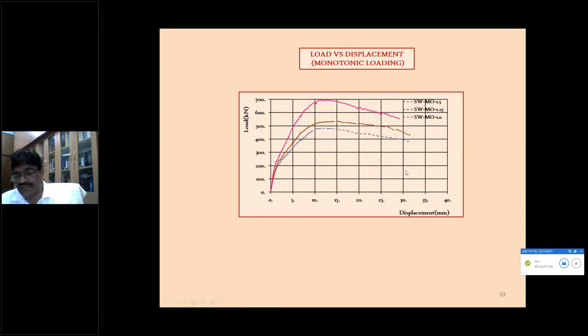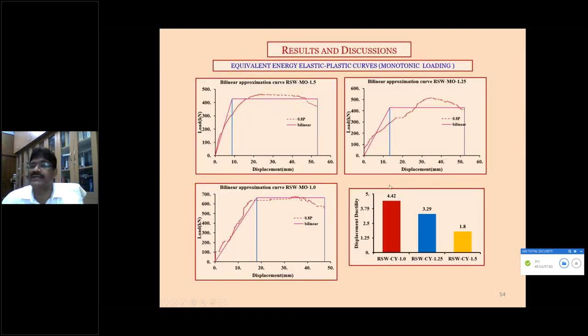That is needed for us to calculate the energy absorbed and also the activity. So for different walls with the aspect ratio 1.0, 1.2, and 1.5, we found the effect of the height of the wall, that is the aspect ratio. Displacement ductility is high in the smaller size compared to the larger size. We have the actual load versus deflection response and the idealized load versus deflection response.